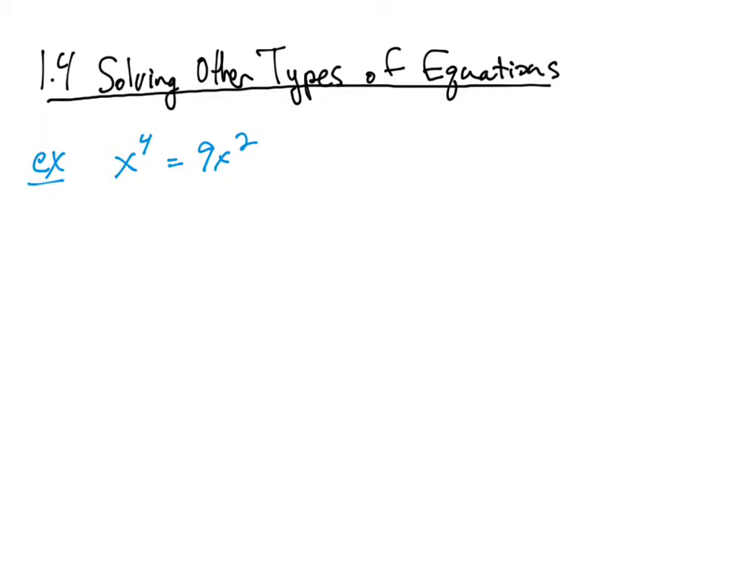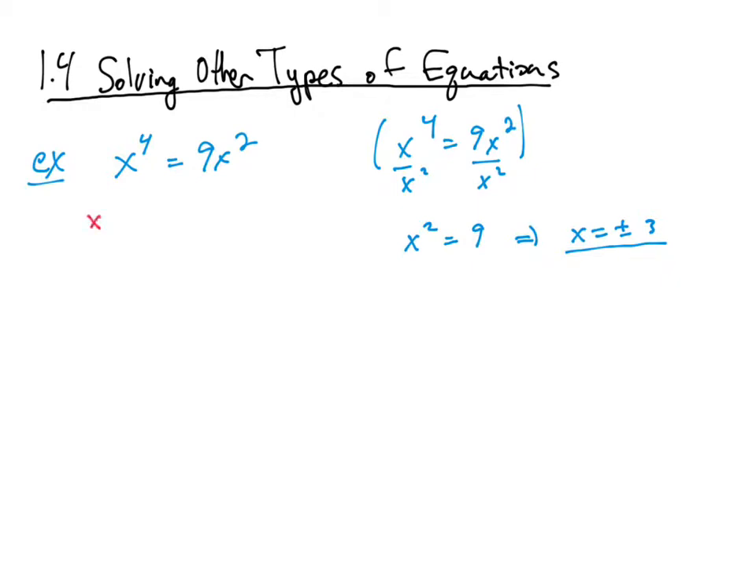Now, it's pretty tempting here to divide both sides by x squared. So let's do that and see why this doesn't lead to the correct answer. So what we get is x squared equals 9. So if we take the square root of both sides, we get x equals plus or minus 3. Now let's see what happens when we don't solve it in this way.